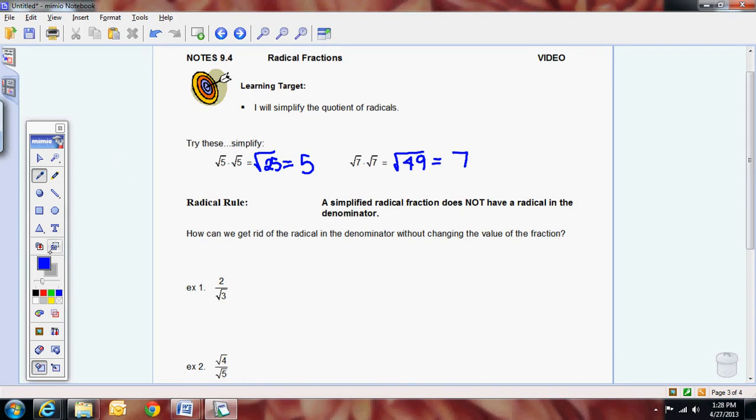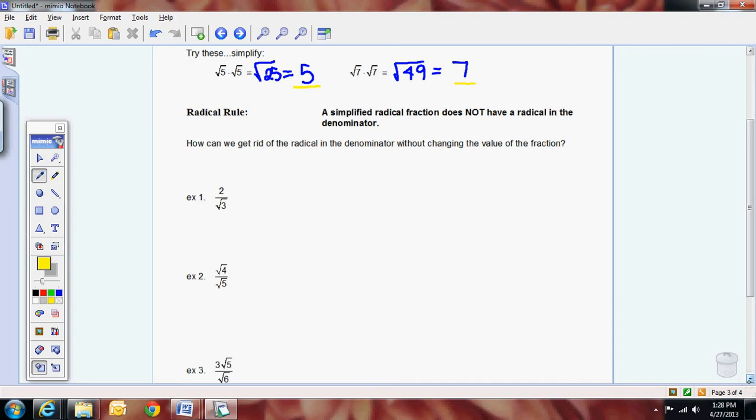So hopefully you see a pattern with these types of problems. If you multiply a radical by itself, you're just going to come up with the number, but not in radical form anymore, because you got rid of the radical. So keep that in mind when we're doing today's lesson.